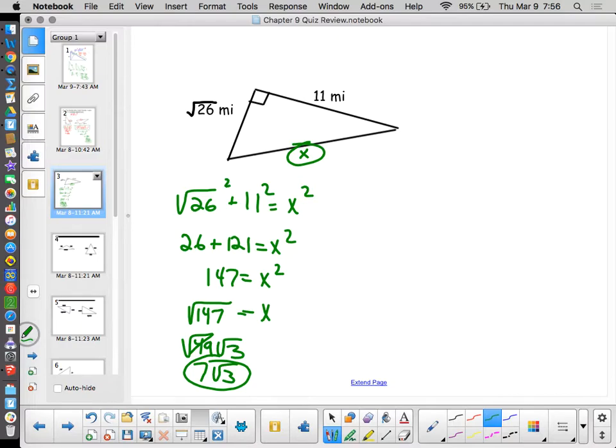There it is. Simplifying radicals is one of those really important skills you are going to need in Algebra 2 and beyond. All right? Make sure you are aware of how to do that.